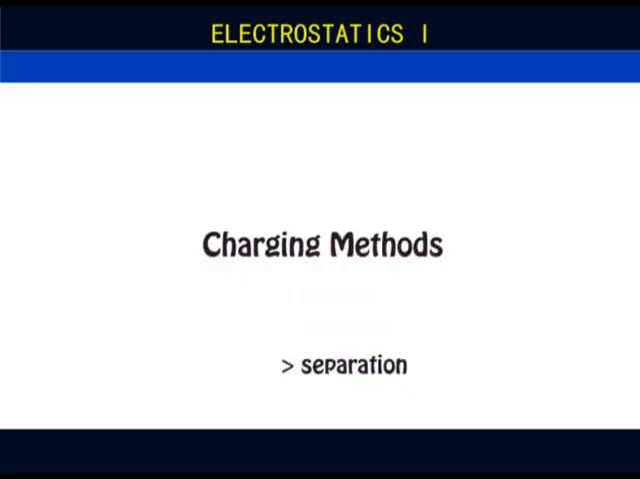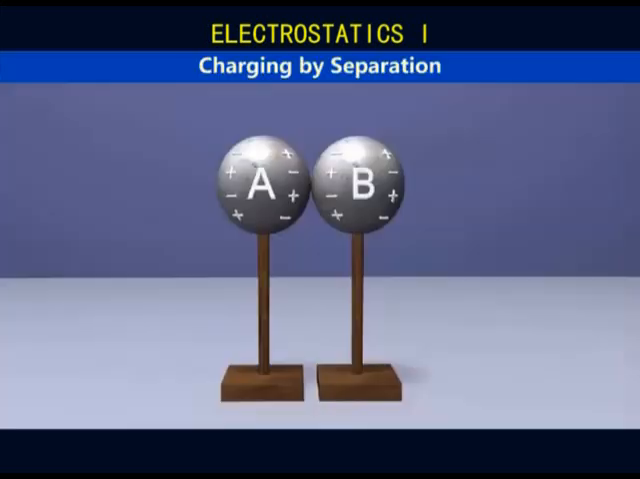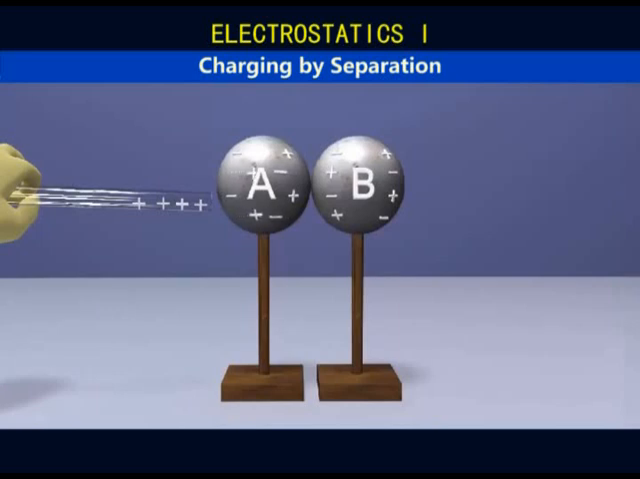Next is charging by separation. Now, we keep two metal spheres A and B supported with insulating stands and in contact with each other. When we bring a positively charged glass rod near sphere A, negative charges accumulate on the near side and positive charges accumulate on the far side of sphere B due to attraction and repulsion, respectively.